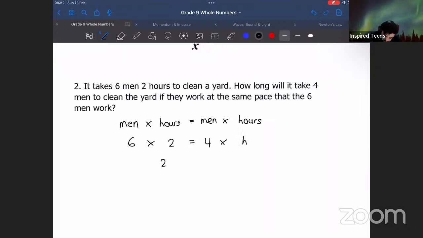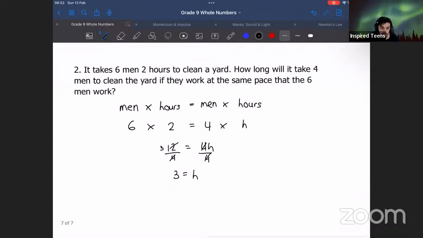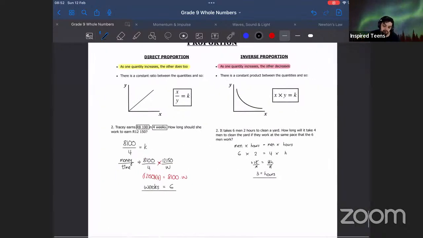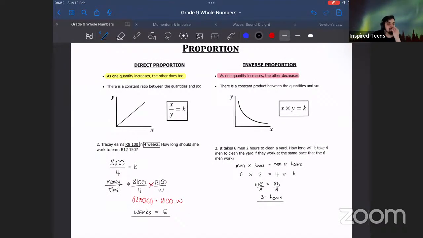So now I get 12 is equal to 4H. I divide both sides by 4. I get 3. 3 hours. How long is it going to take 4 men working at the same pace? 3 hours. Okay, an example of inverse proportion.